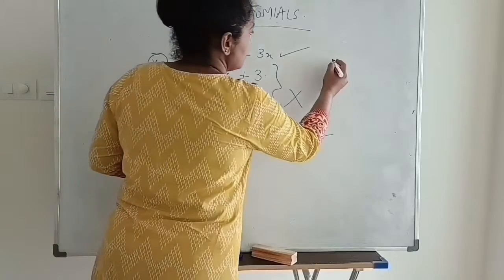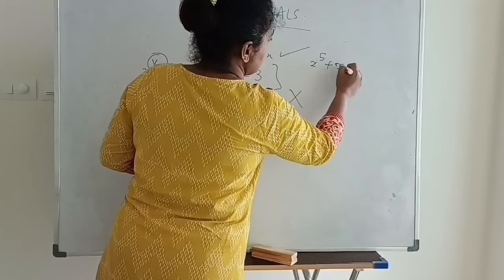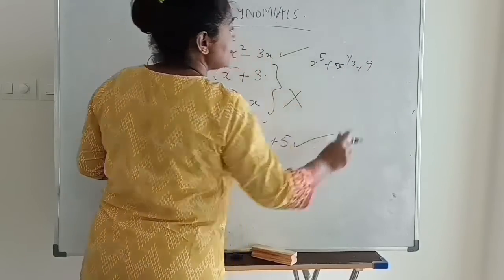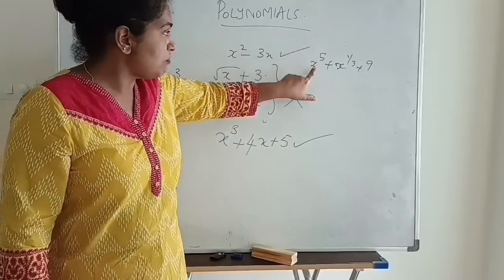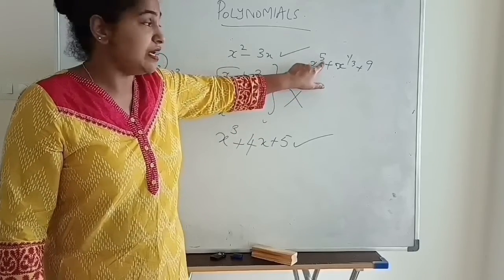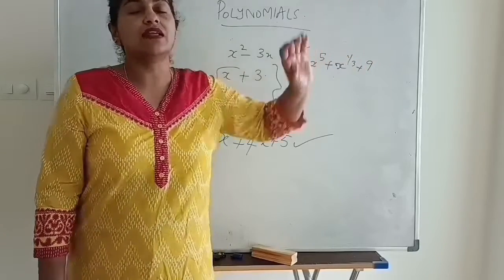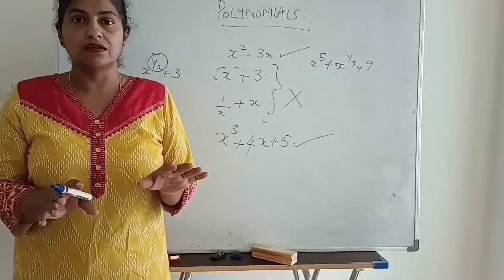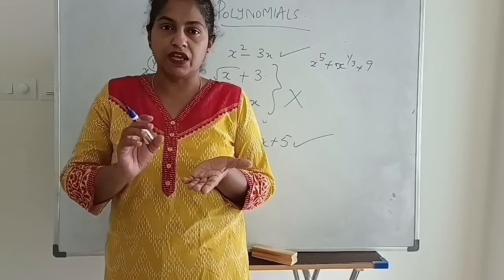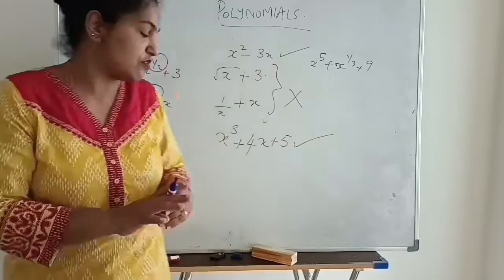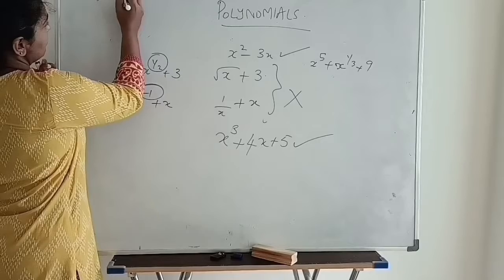Okay. Suppose I have a polynomial x raised to 5 plus x raised to 1 by 3 plus 9. Is this a polynomial? It is very clearly not a polynomial because though the power of x is a whole number 5 here, in the second case it is raised to a power of 1 by 3 and therefore it is not a polynomial. Okay. So now you know how to identify a polynomial from any algebraic expression that is given to you. So that is our first step, that is identification.